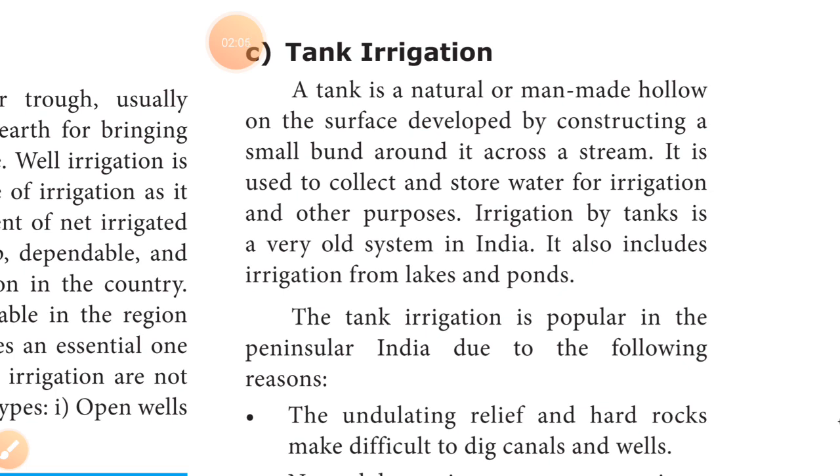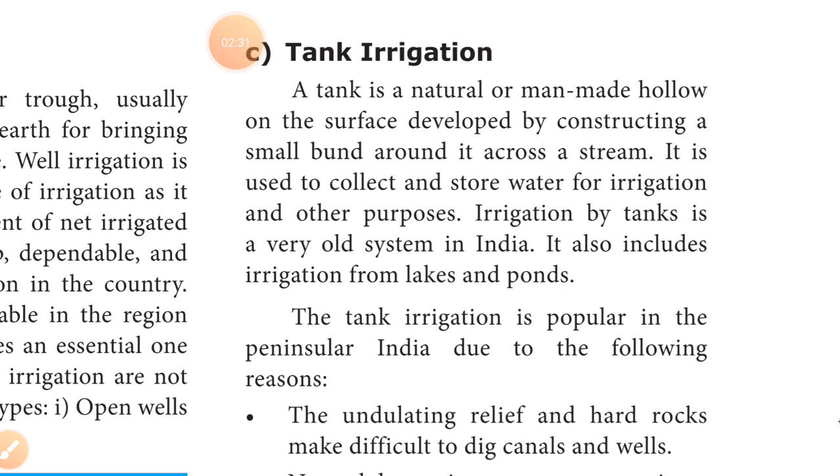But which is the second most used type of irrigation? It is the canal. But tank irrigation is an old system in India. It also includes irrigation from lakes and ponds. Tank irrigation is popular in peninsular India. You know that mostly in South India they are following tank irrigation.